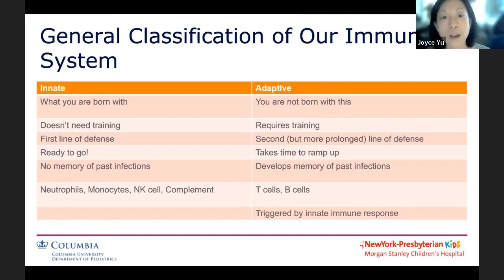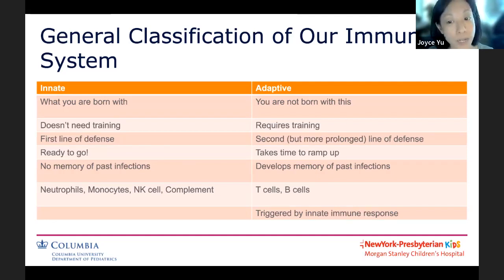On the flip side, our adaptive immune system is the immune system that you're, quote unquote, not born with. To clarify, it's not that you're not born with the adaptive immune system. You were born with the components of it. You're just not born with it functioning, ready to go and functioning perfectly right then and there, because it requires training.